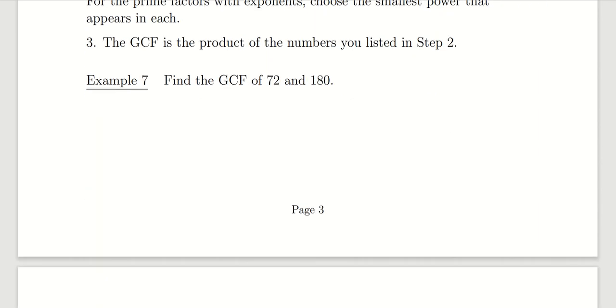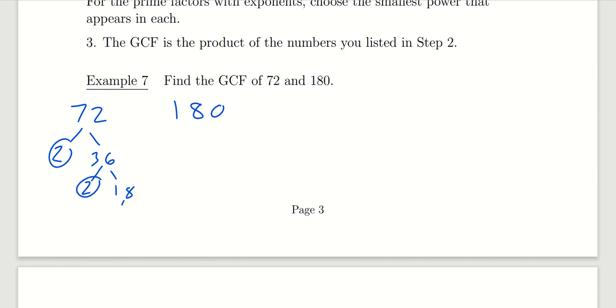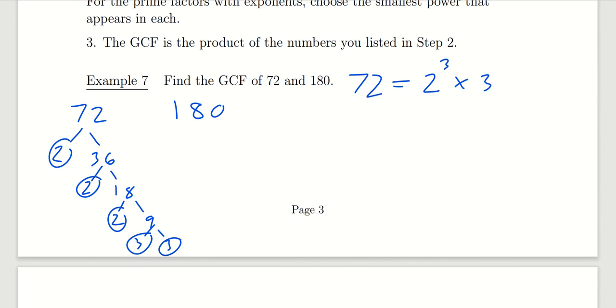Let me give you an example of this. So we're going to start off with 72 and 180. So to begin, we need to do the prime factorization of each of these numbers. 72, I know that's 2 and 36. Circle this. 2 goes into 36, 18. Circle the 2. 2 goes into 18 9 times. And then 9 is 3 and 3. So the number 72, it's 2 times 2 times 2 times 3 times 3. So I have 3 2's and I have 2 3's. So that's my prime factorization for 72.